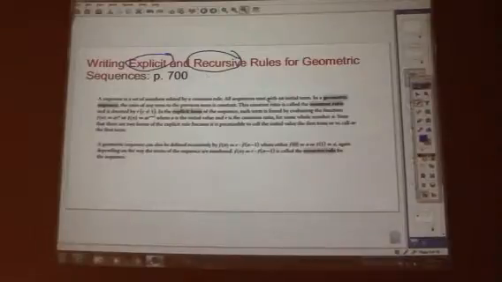All sequences start with an initial term. In a geometric sequence, the ratio of any term to a previous term is a constant. So it's going to go up by a constant number every time in the sequence. This constant ratio is called a common ratio and is denoted by r. In the explicit form of a sequence, each term is found by evaluating the function f of n equals a r to the n power, or f of n equals a r to the n minus 1, where a is the initial value. So I want you to write that in your notes.